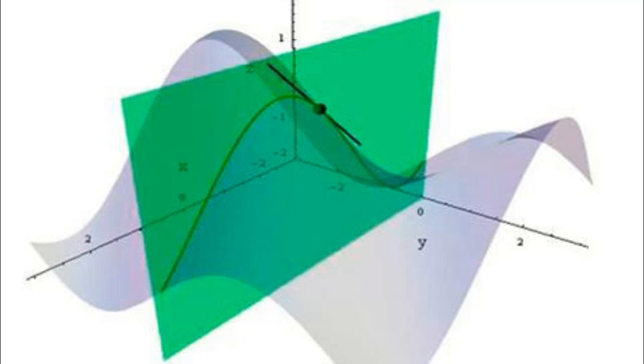So in order to take a derivative, what we're going to have to do is hold one variable constant while letting the other one change. If we're holding y constant, we get this green picture. If we're holding x constant, we would get a plane slicing through in a perpendicular direction to the one that we have shown right now.